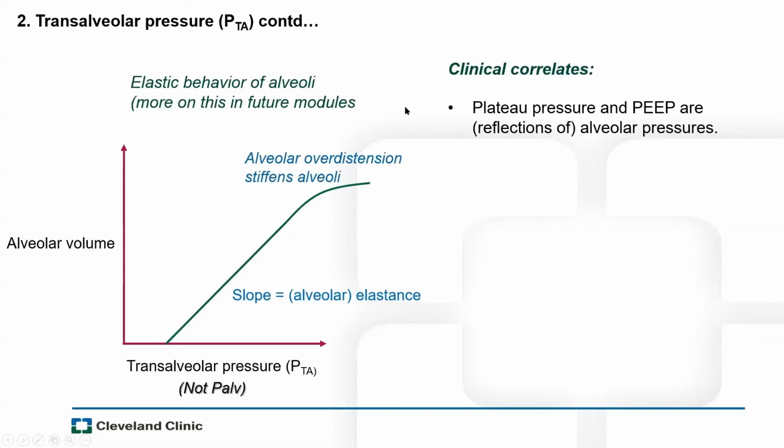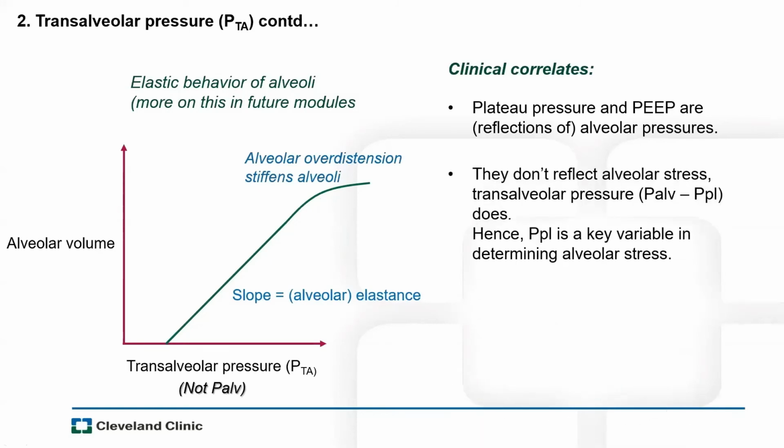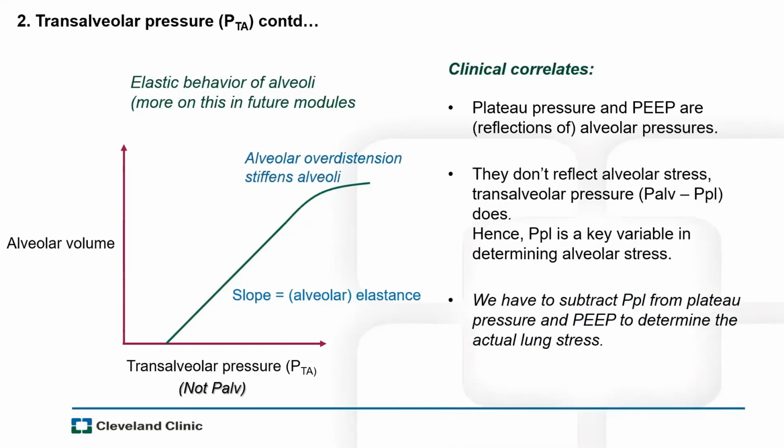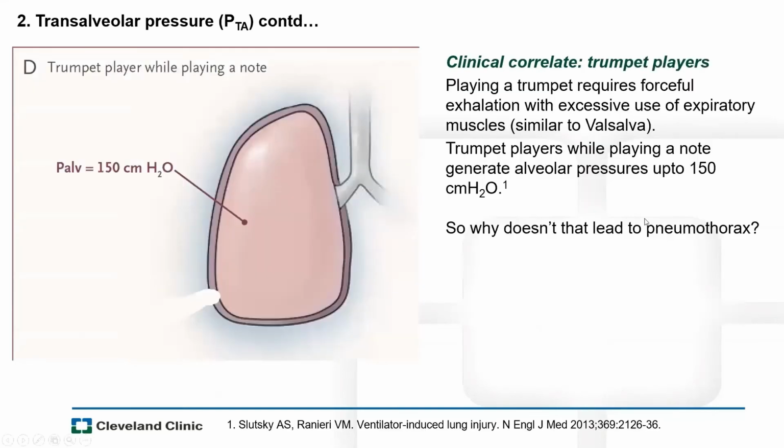So the clinical correlates are, plateau and PEEP are reflections of alveolar pressure because technically they are airway opening pressures, but in the absence of airflow, they reflect alveolar pressures. But they don't actually reflect alveolar stress because you have to take the pleural pressure into account to actually determine alveolar stress. So in other words, you need to know the transalveolar pressure to actually determine alveolar stress. So what we have to do is subtract pleural pressure from plateau pressure and PEEP to determine the actual lung stress.